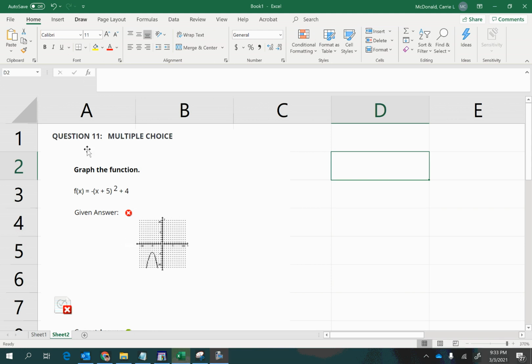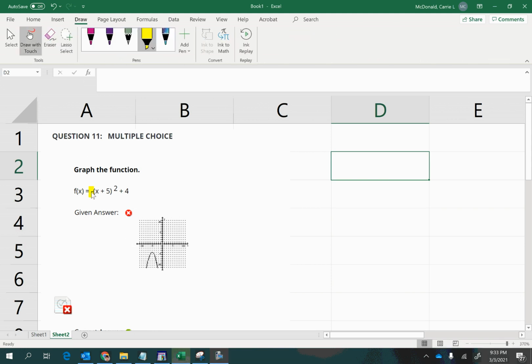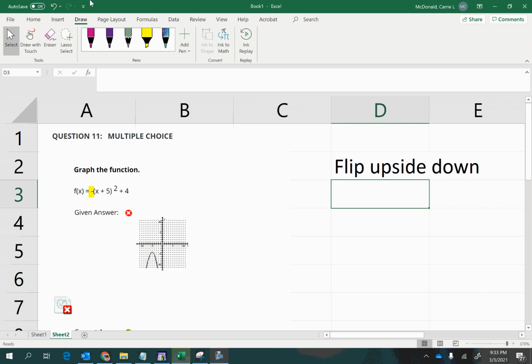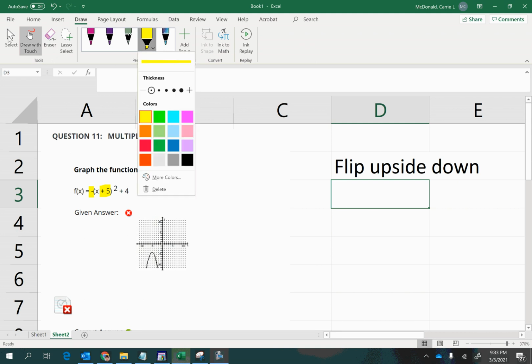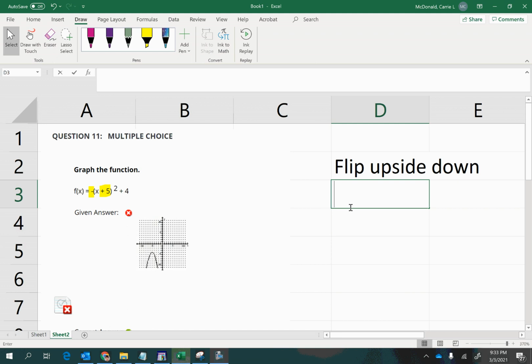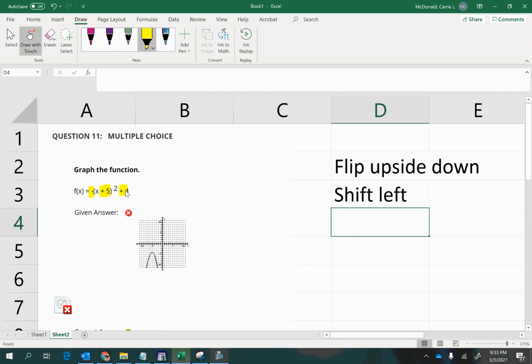Okay, so what I was going to say is that by looking at this, you knew it was going to flip upside down. By looking at this, you knew it was going to shift to the right, or I meant to say the left. And by looking at this, you knew it was going to shift up.